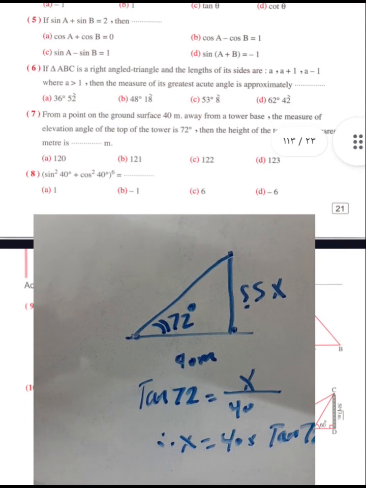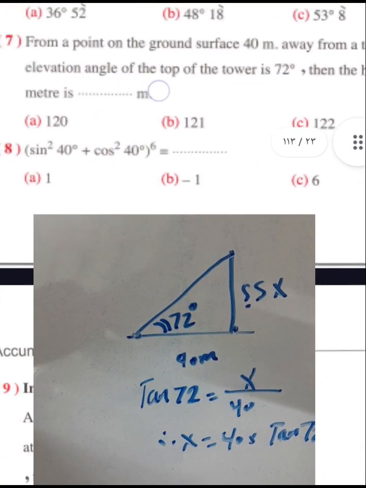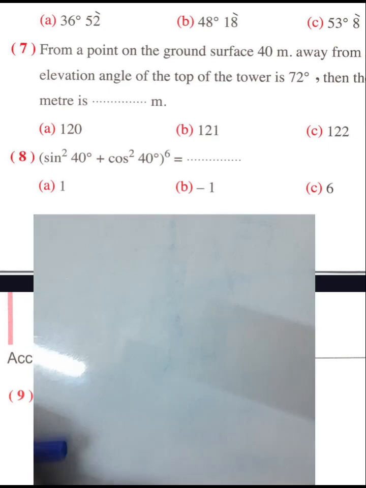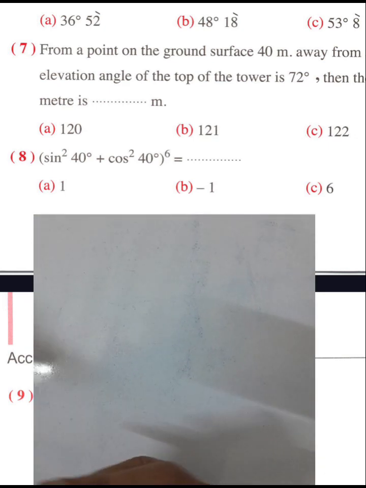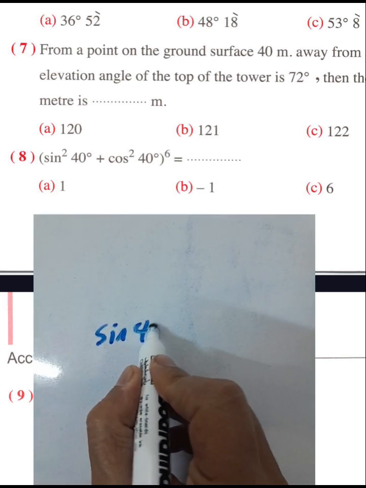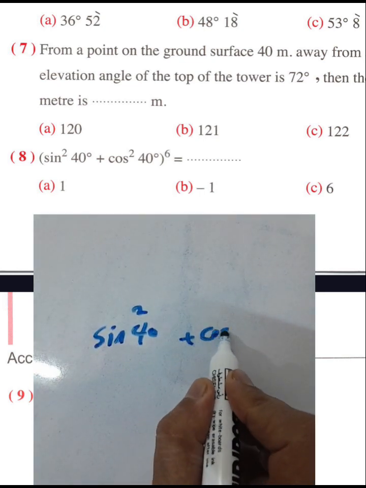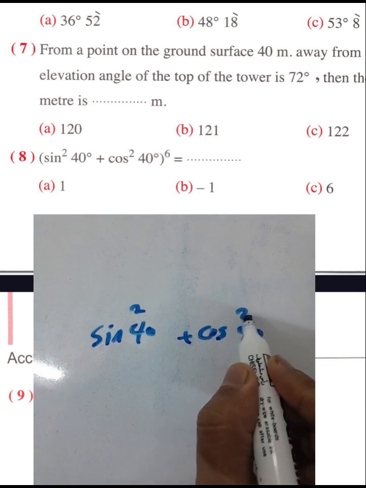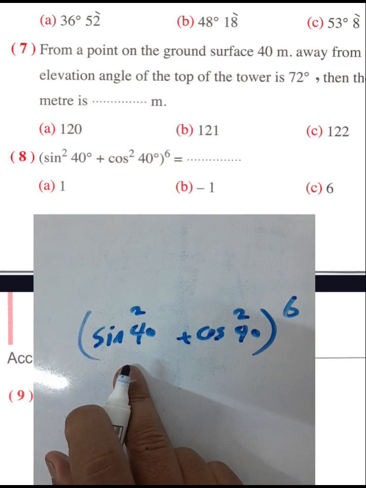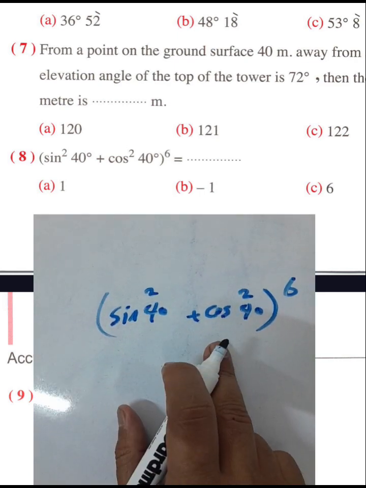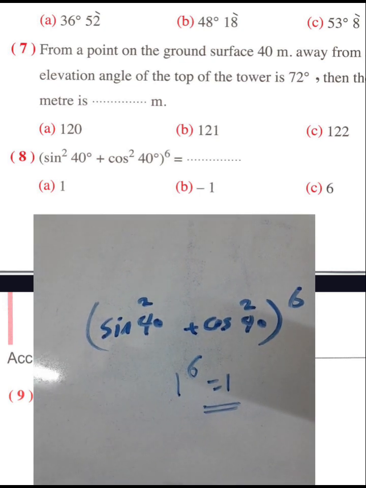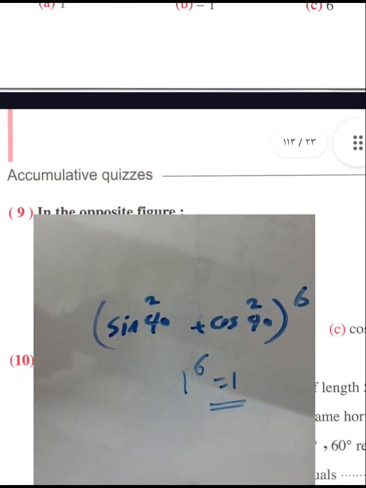Question 8, we want to find the simplest form of this expression. We have sine 40 power 2 plus cosine 40 power 2, all power 6. We know sine power 2 plus cosine power 2 will be 1. 1 power 6 will be 1. Then the result will be 1. Choose letter A for question number 8.